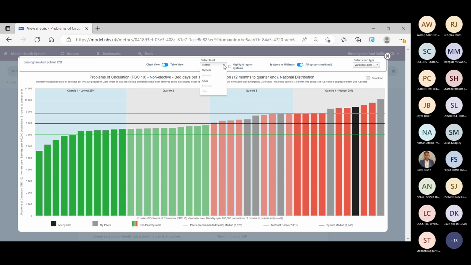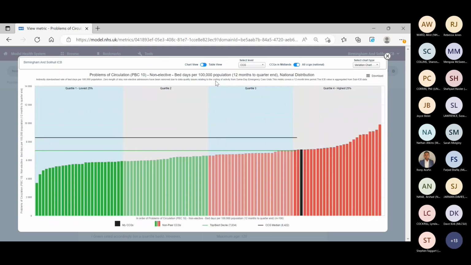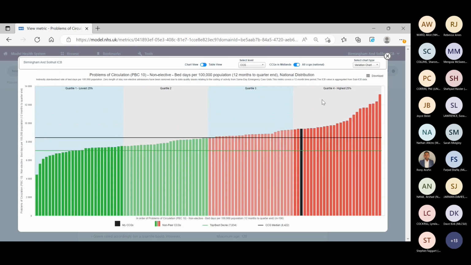You can drill down to CCG level, although for Birmingham and Solihull that doesn't add much, as it is just a single sub-ICB/CCG within the ICB. But where there are multiple CCGs or sub-ICBs, then they will all show up on the chart highlighted black.